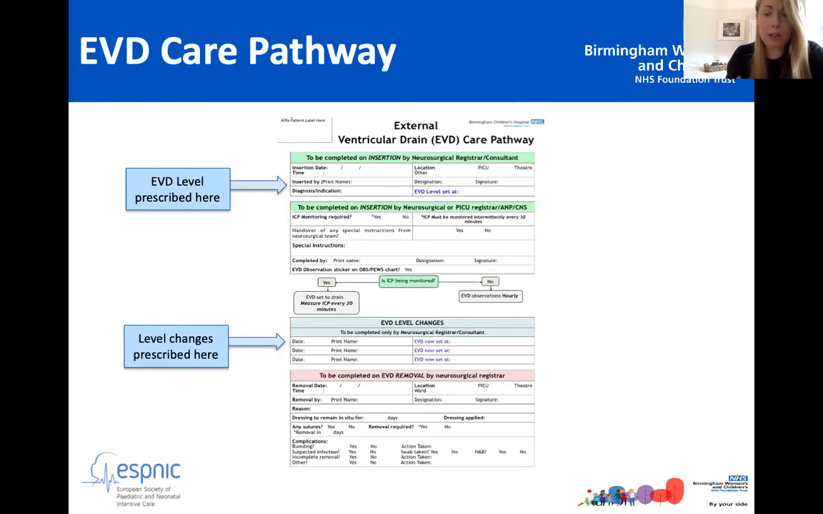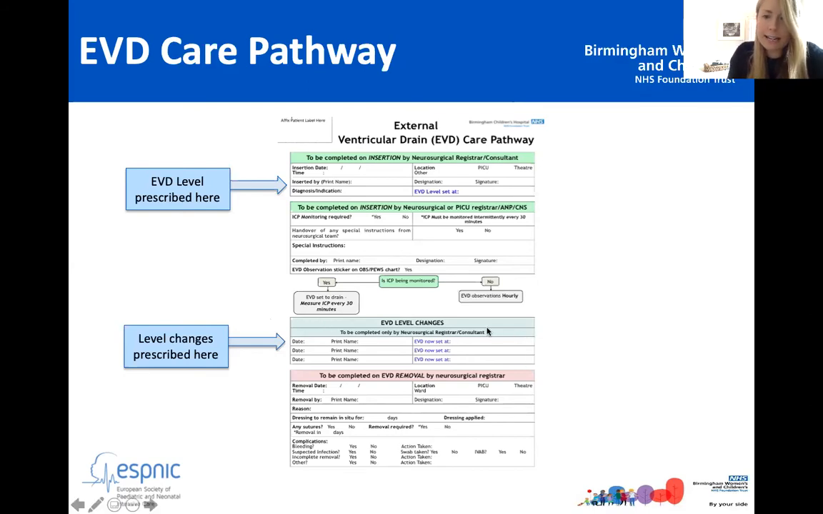And again, when we look at the system, because it's only set up using two-way taps, you can only either monitor ICP or you can drain the EVD. That's really important to remember, because if you're monitoring the ICP, you're not going to have any CSF drainage through this system. And if you forget to open it back to drain again and just monitor the ICP, no CSF will come out and the ICP will rise.